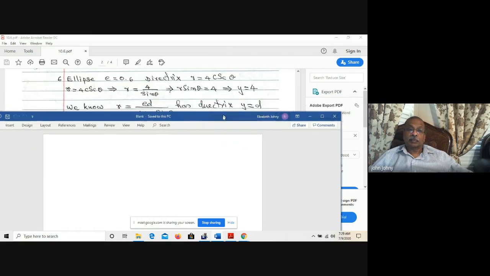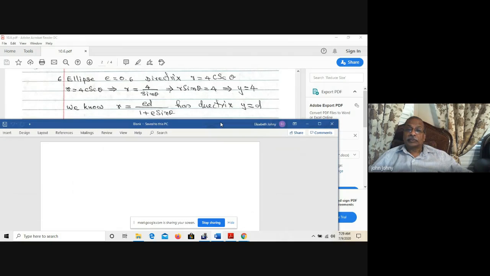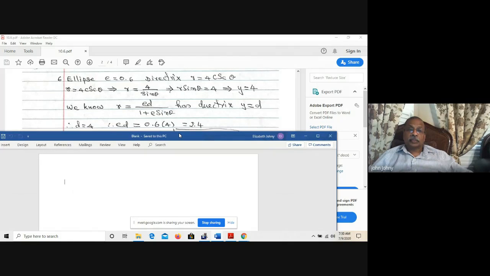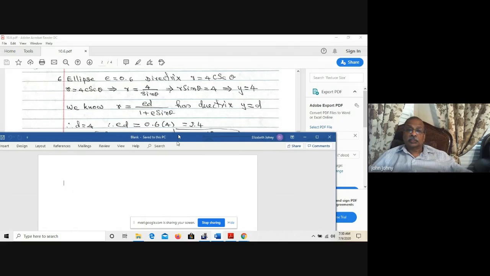Now you pick the appropriate formula. We know r is equal to ed divided by 1 plus e sine theta has the directrix y is equal to d. So from among the 4 formulas we discussed earlier, you have to pick the correct one. y is equal to 4 means y is equal to d, so d is equal to 4. You look at that first page of the note. ed is equal to 0.6 times 4, which is 2.4.